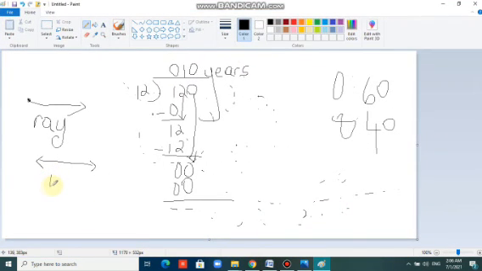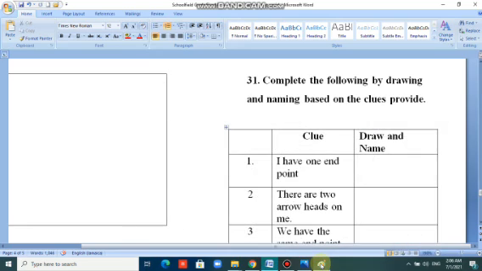Alright, let me write the word line there, because you are going to take note and make your corrections on your test paper. Alright?